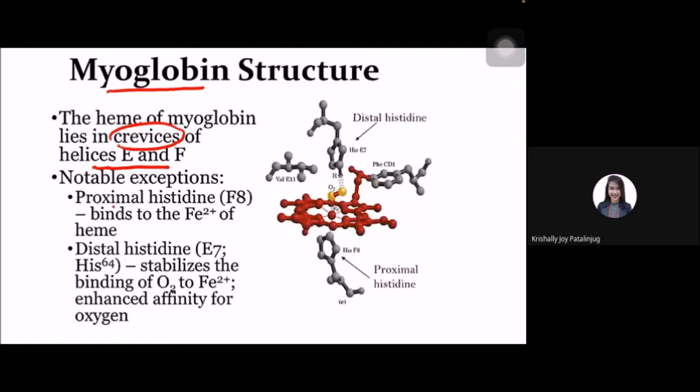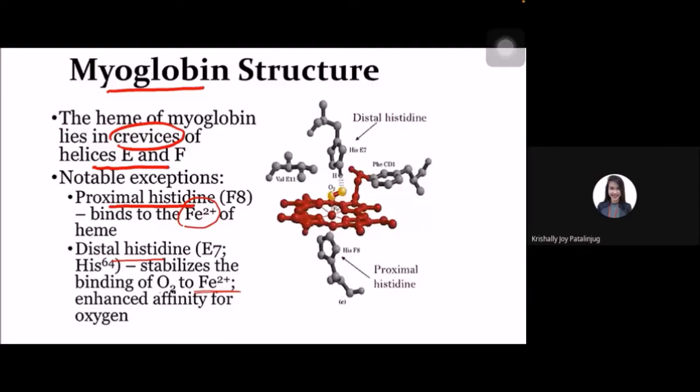Okay? You have the proximal histidine, or that is also known as histidine F8 or histidine 93. Para saan yon? It is the one that is directly linked to the iron. Then the distal histidine naman, or also known as E7, siya naman yung nagsta-stabilize ng oxygen binding to the iron. So yun lang po yun. Okay, for that slide.